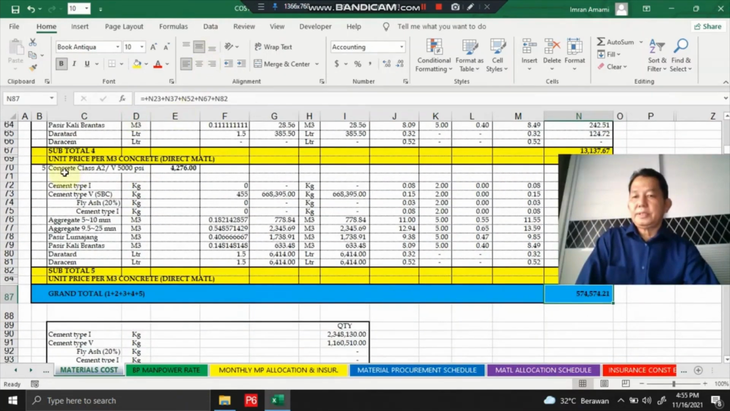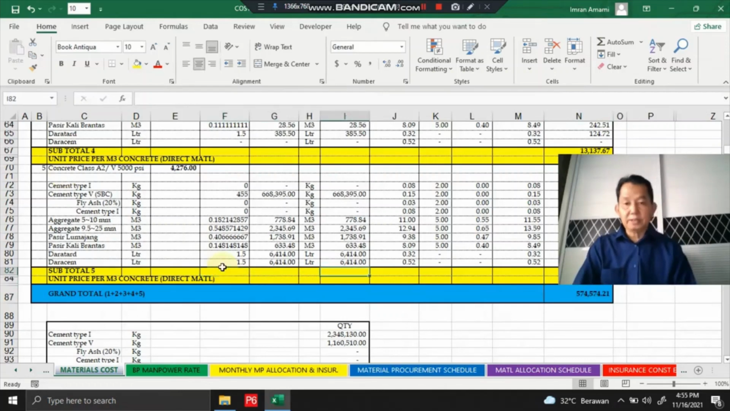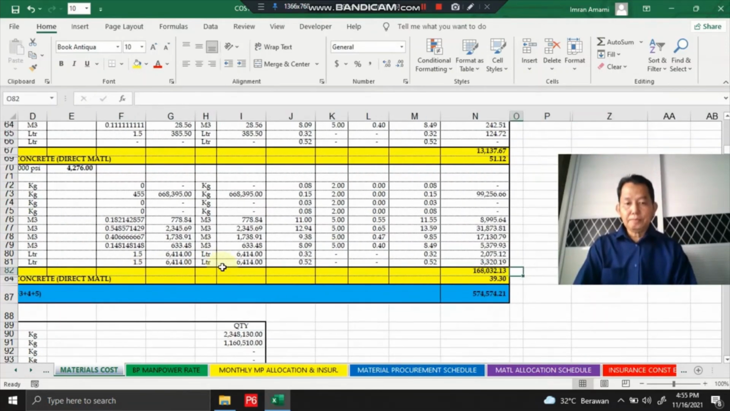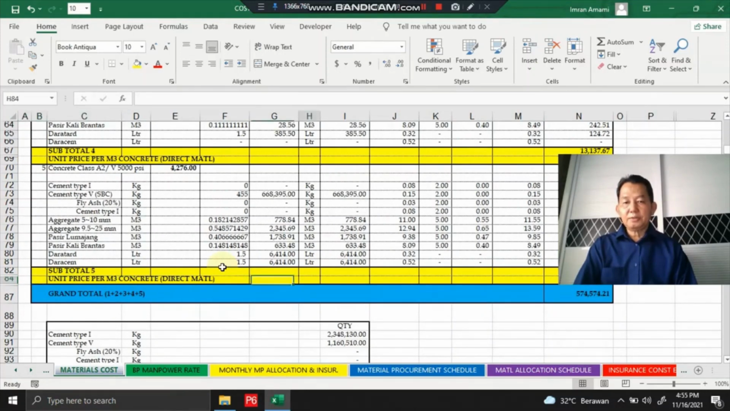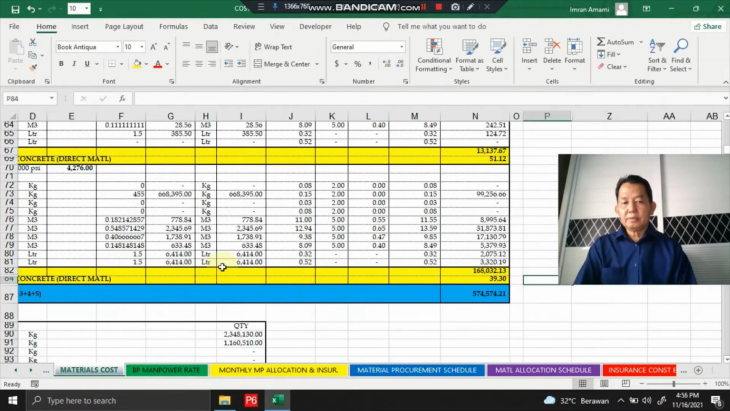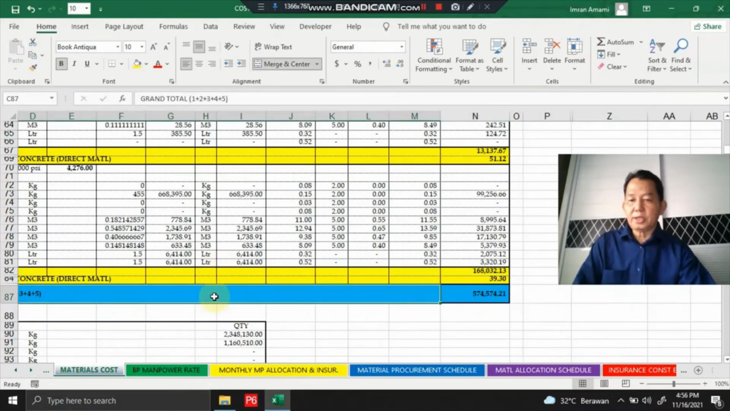And the last one is the total price for concrete class A2 with a strength of 5000 and type 5. The total price we find here, and this is the unit price per cubic meter. And then we find the grand total of the total price here.